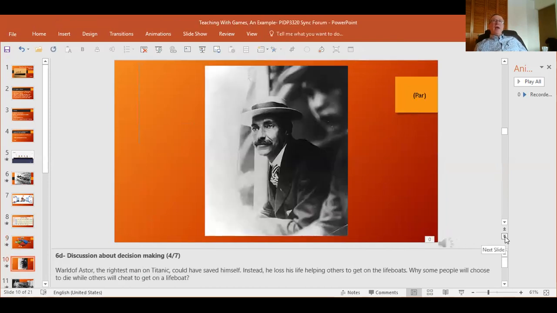And there's a discussion about decision making. This is a tough decision to make, and decisions that involve our values. So that's the point, okay?